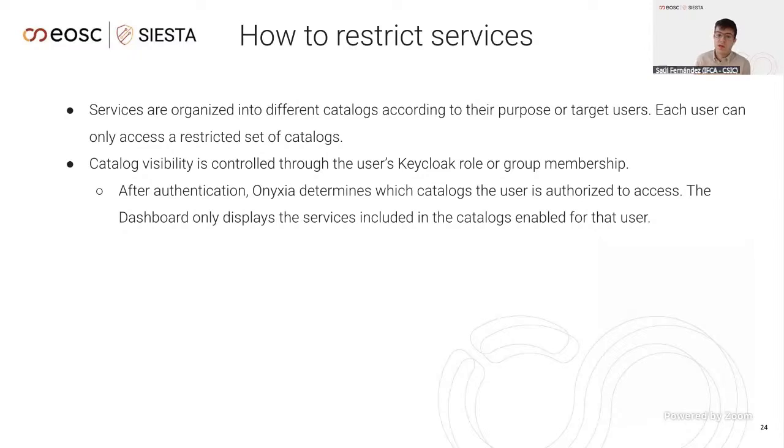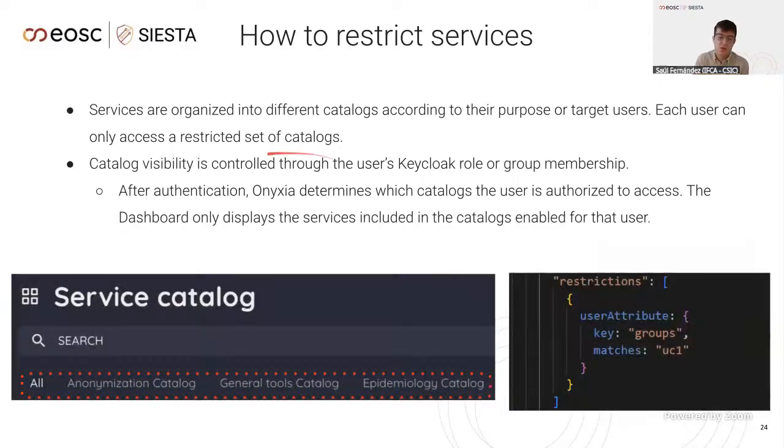This is done because after authentication, Onyxia determines which catalogs the user is authorized to access, and the dashboard will only display the catalogs included for that user. In this part of the Onyxia dashboard, we have the different catalogs being listed. We have an anonymization catalog, a general text catalog, an IPDMLG catalog. And the visibility of those catalogs is controlled with the restrictions defined on the Onyxia definition file we have just seen in the catalog section. In this case, we are limiting a catalog to be shown just to the users that are part of the use case one group on the Keycloak instance.